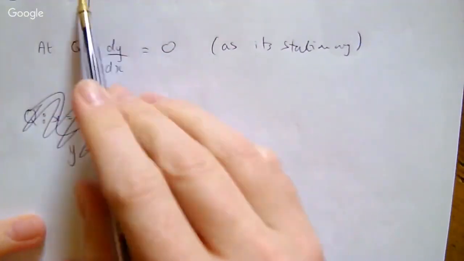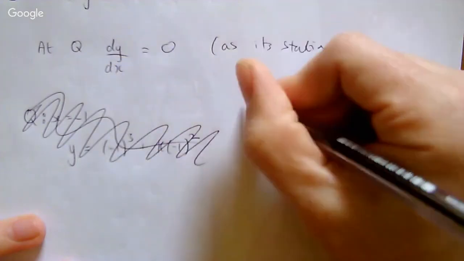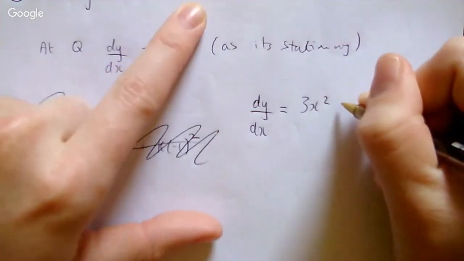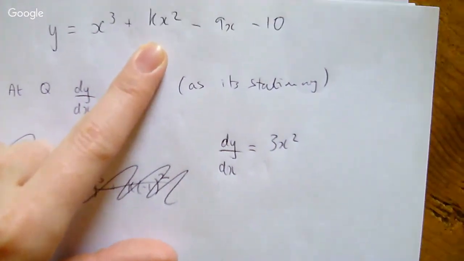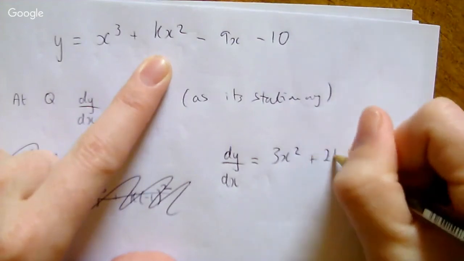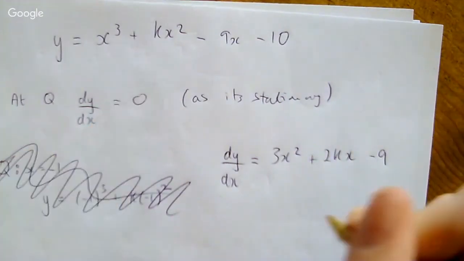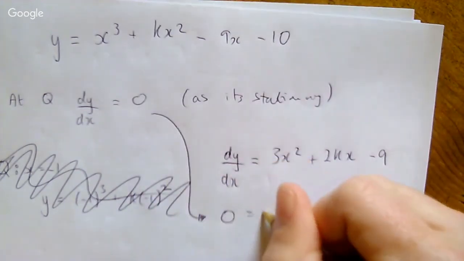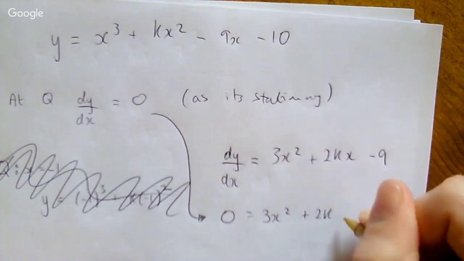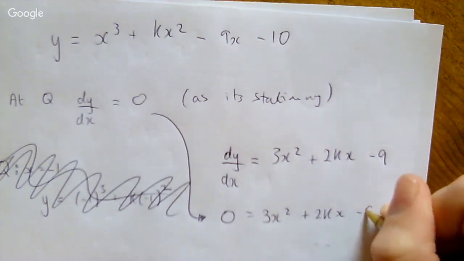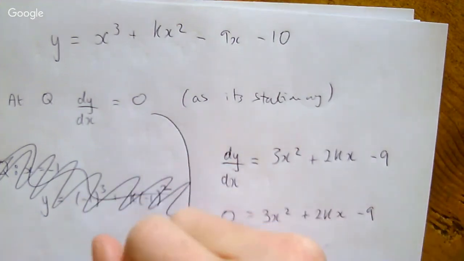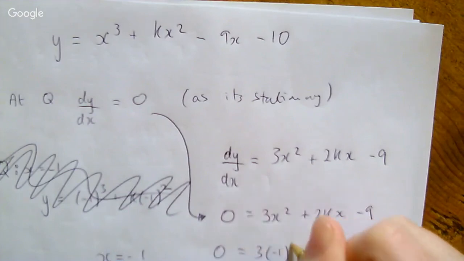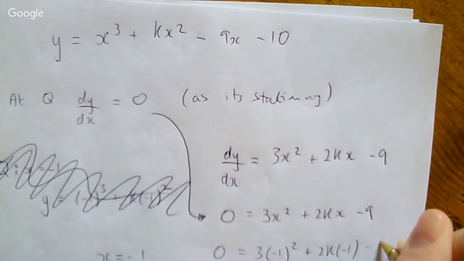Right, so differentiate that. We know this differential is equal to 0. So I need to say dy by dx is equal to 3x squared, and then this kx squared is going to be plus 2kx, and then minus 9. I can now put that equal to 0 because it's stationary. So that is 3x squared plus 2kx minus 9. But I know the coordinate. I know that x is equal to minus 1 here, so I can chuck in minus 1 into that. So I get 3 lots of minus 1 squared plus 2k times minus 1, minus 9.